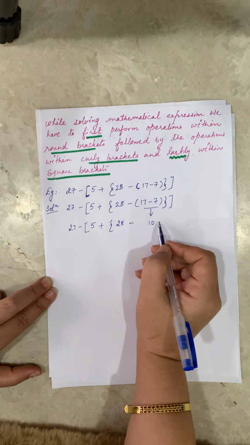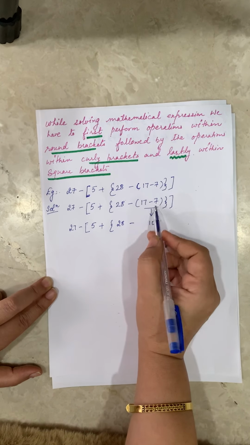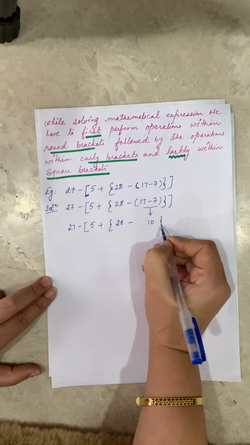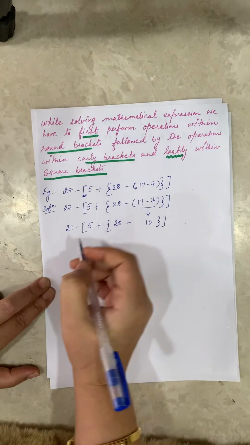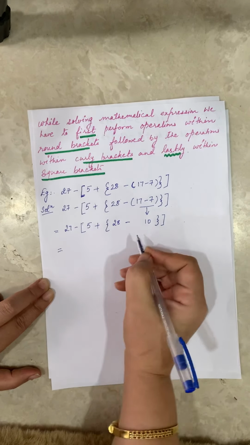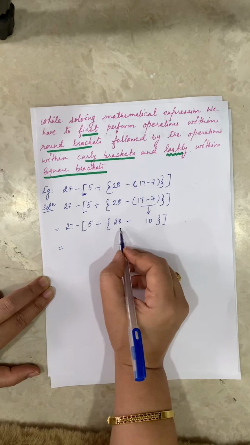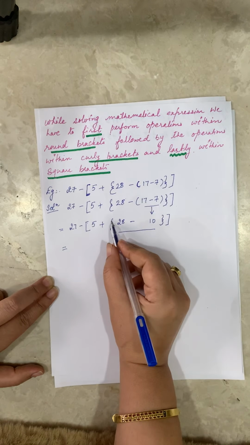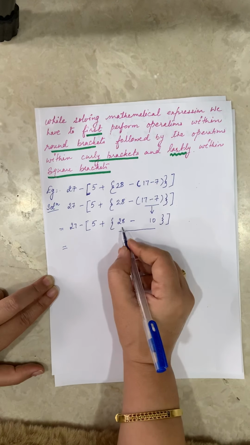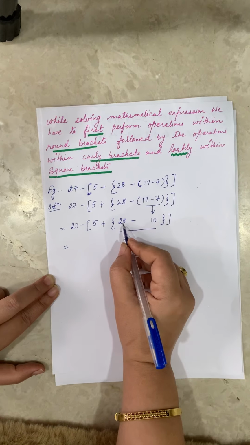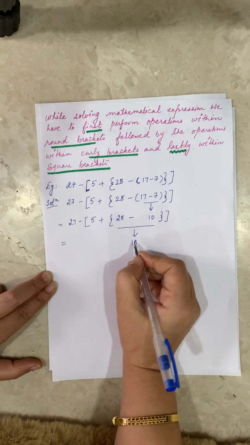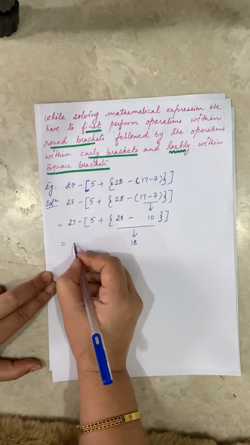So I can remove the round bracket because we have already solved it. Now what is left? Curly bracket closed and square bracket closed. Now again we have to see the next bracket. The next bracket is the curly bracket. So we will solve the curly bracket. 28 minus 10 is 18. And the rest of the things we have to write the same.